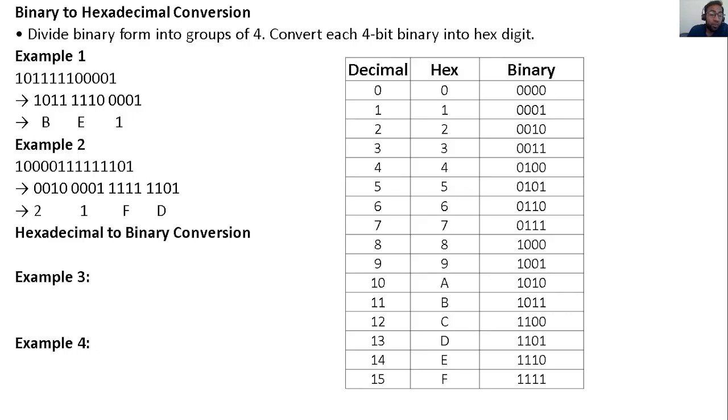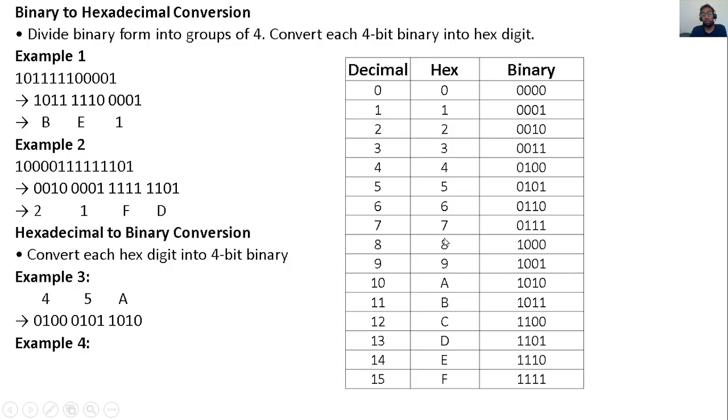Now we have to convert a hexadecimal number into a binary number. Suppose we have the number 45A. We separate it into the groups 4, 5, and A. Converting hexadecimal to binary, A in binary is 1010, 5 in binary is 0101, and 4 in binary is 0100. So 0100, 0101, 1010 is our final number.